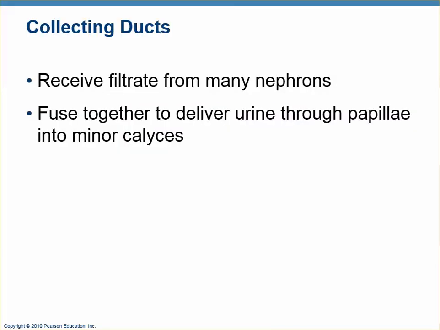Now, the collecting duct receives the filtrate from numerous nephrons, from the distal convoluted tubules of a number of nephrons. And they actually carry this filtrate down towards the papilla in the renal pyramid. They fuse together, and more water reabsorption happens here if need be. Like I say, if you're dehydrated especially. And when it's finally through the collecting ducts, it is now urine.